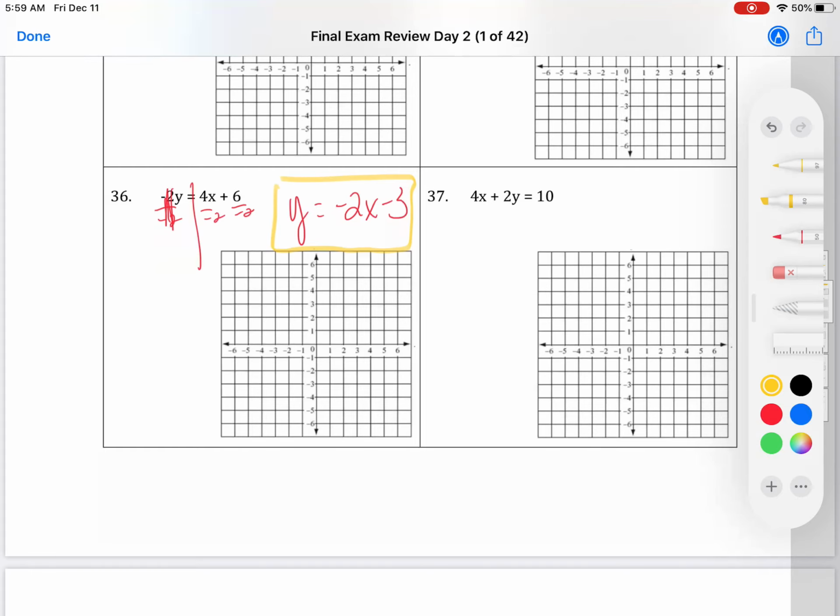Now y is by itself. 4 divided by -2 was -2 with an x. 6 divided by -2 is -3. So now I'm ready to graph this line. To graph a line, I begin on the y-axis, -3. And then I go down 2 and right 1.